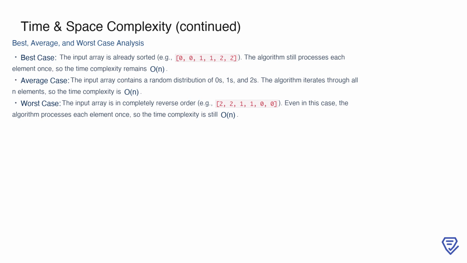In the average case, where the array contains a random distribution of zeros, ones, and twos, the algorithm iterates through all n elements, maintaining its linear time complexity. Even in the worst case, such as when the array is completely reversed, for example, 2, 2, 1, 1, 0, 0, the algorithm processes each element exactly once. This consistency highlights the robust efficiency of the approach.